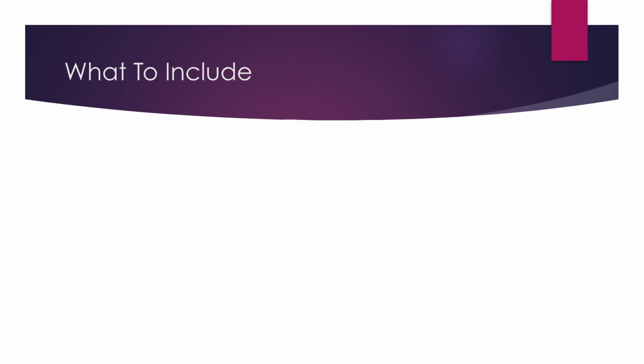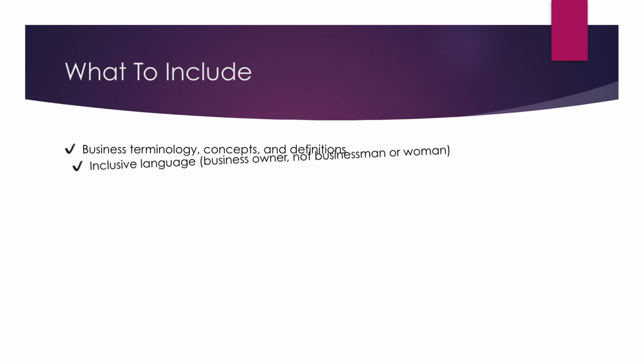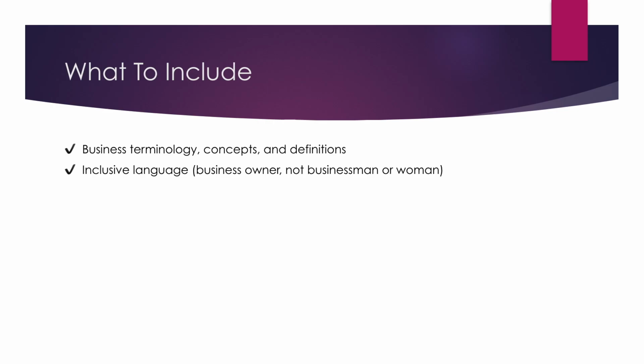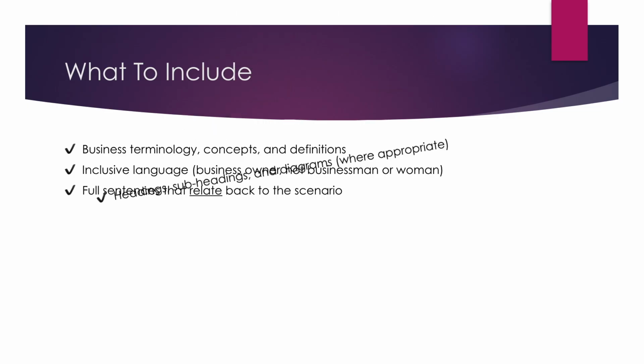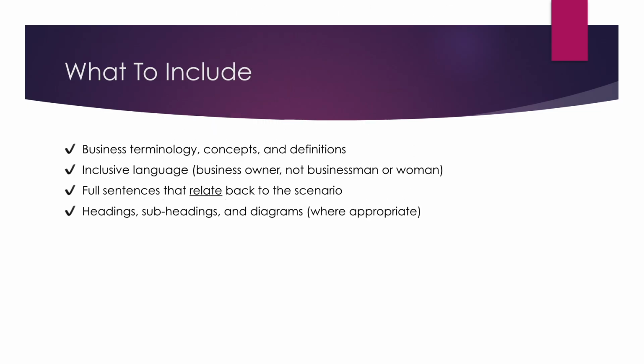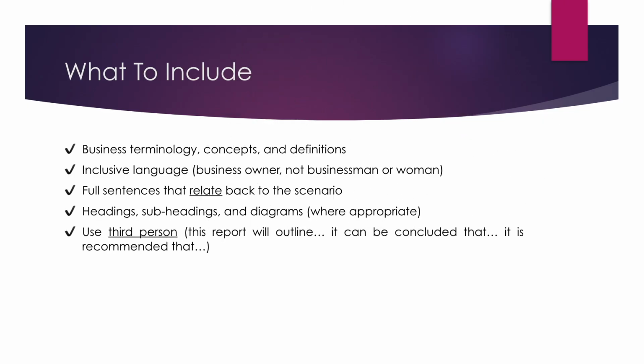What should you include in a business report? Well, first thing is you really need to include business terminology, concepts and definitions, inclusive language, so words like business owner, not man or woman, full sentences that relate back to the scenario, headings, subheadings and diagrams where the diagrams are appropriate, and you need to use third person, this report will. It can be concluded that. And always be objective. Make statements only based on facts.